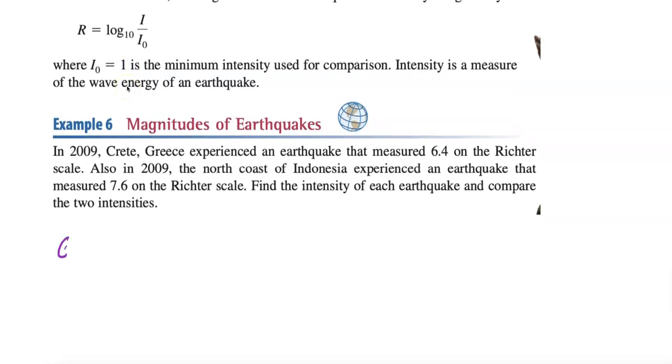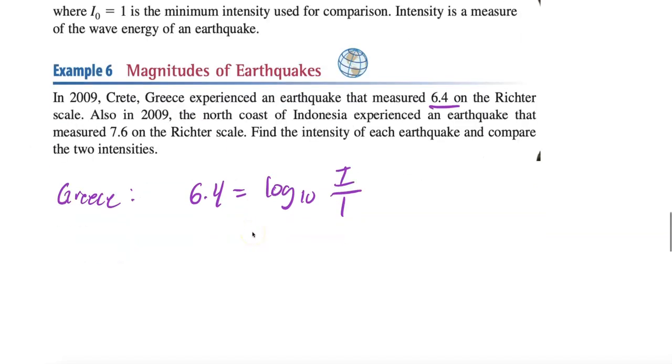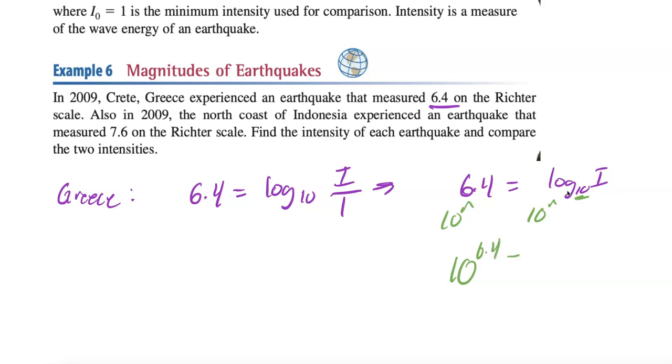So let's do Greece first. Their R is 6.4, so 6.4 equals log base 10 of I, which I'm looking for, over 1. So just that right there. Let's rewrite it. 6.4 equals log base 10 of I. Now remember, the way you get rid of the log is take the base of both sides. So this is a 10. We're going to take 10 to both sides. And then we get 10 to the 6.4 equals I. So that's the intensity of the Greece one.